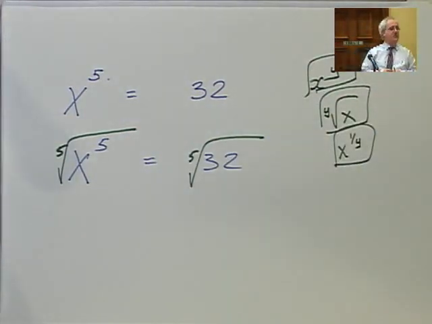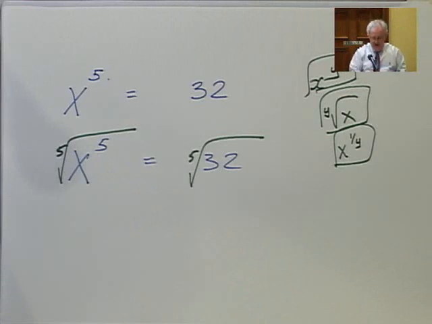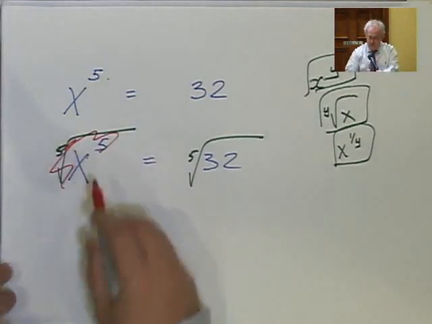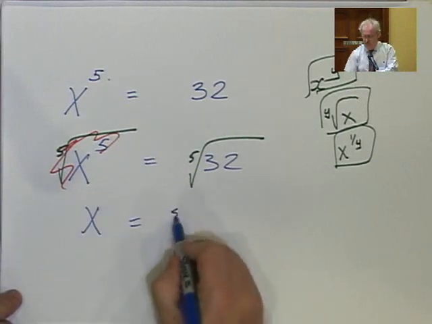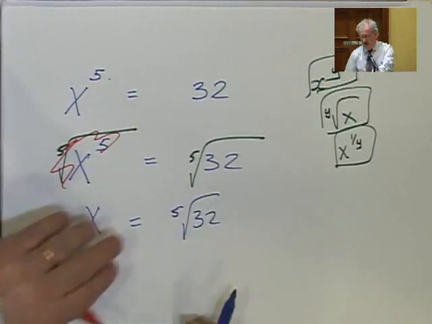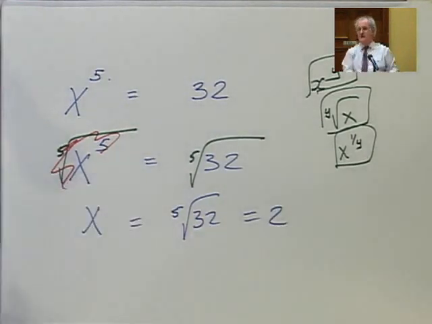Is that okay? And if I take the fifth root of the x to the 5, the only reason I did it was to get rid of it. And again, it's the fifth root on a calculator. 32, fifth root. The answer is 2. Is that okay?